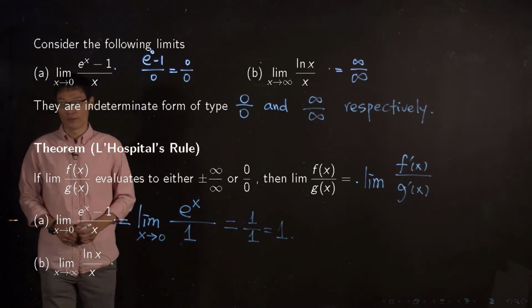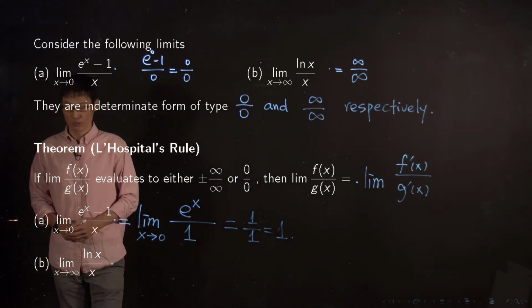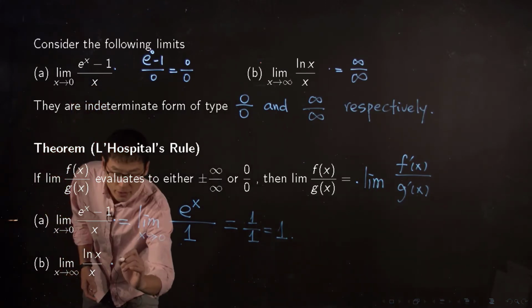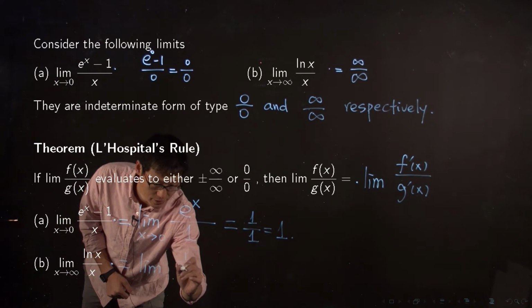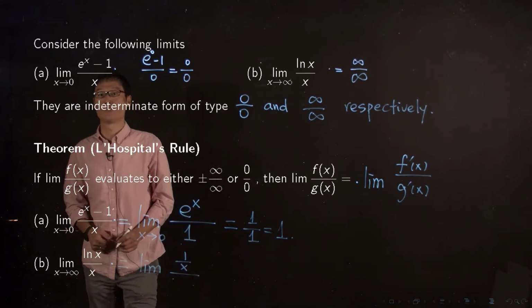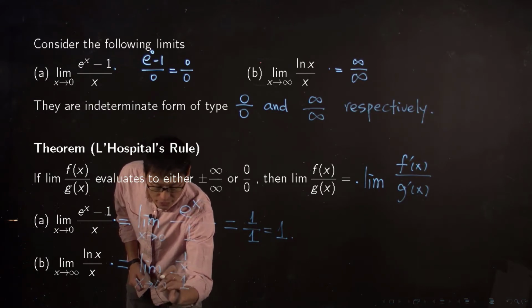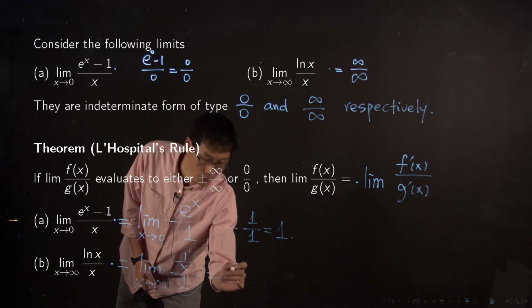Similar for the second one. Now that we have infinity over infinity form, we take the derivative of those two functions. The derivative of ln x is 1 over x, and the derivative of x is 1. Now x tends to infinity. This expression gives you 1 over infinity, or 0.